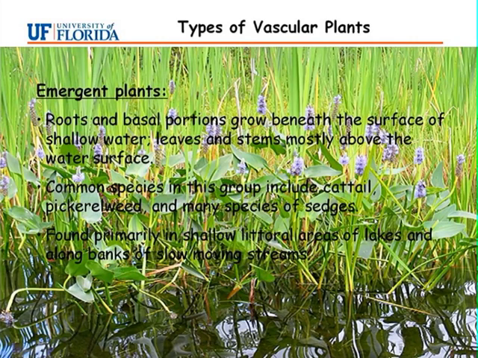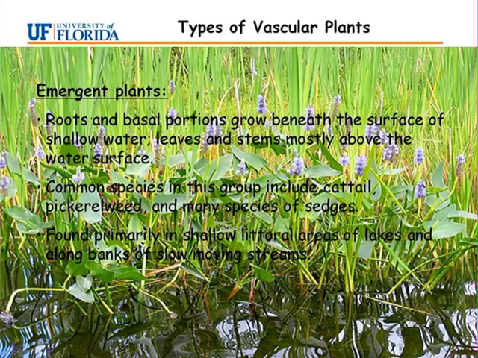So emergent plants, I'm sorry this is so hard to see. It should have been grayed down so you can read it more readily. But the emergent plants have the roots and basal portions that are growing beneath the surface, typically in very shallow water. But the leaves and the stems are mostly above the water surface. And a lot of the common species that we'll see around here include cattail and pickerel weed and many of the sedges.